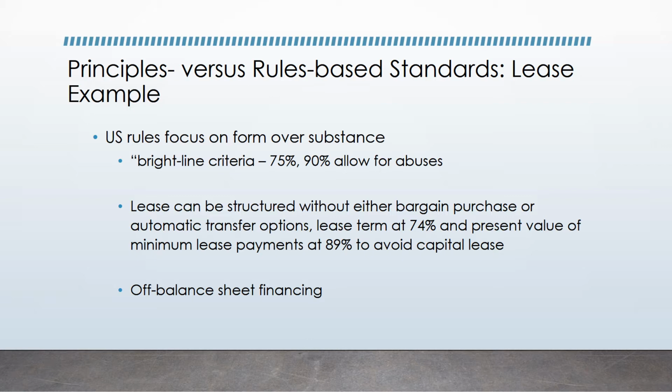When you go out and you buy a long-term asset and you've got a lease that's substantially all of the asset's economic life, you're buying that asset. The asset needs to go on your books and the liability needs to go on your books. That's what we mean by substance over form.